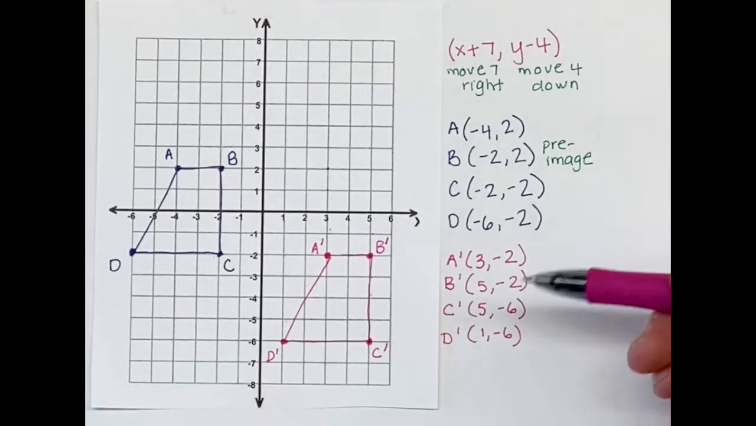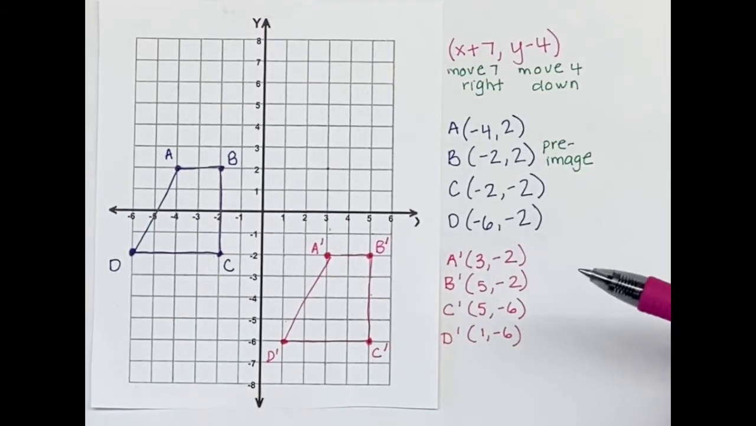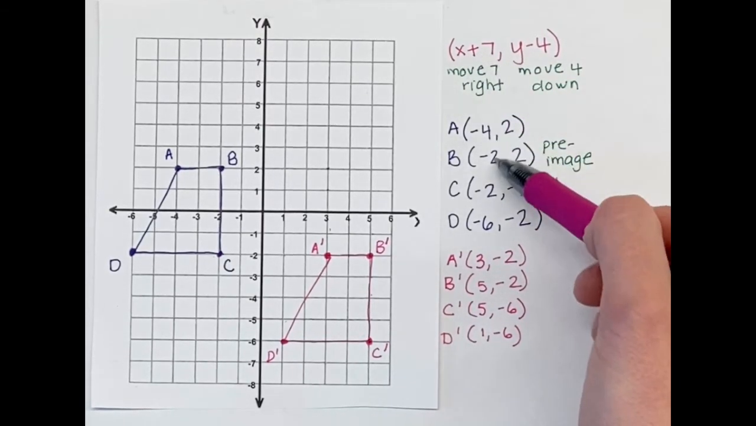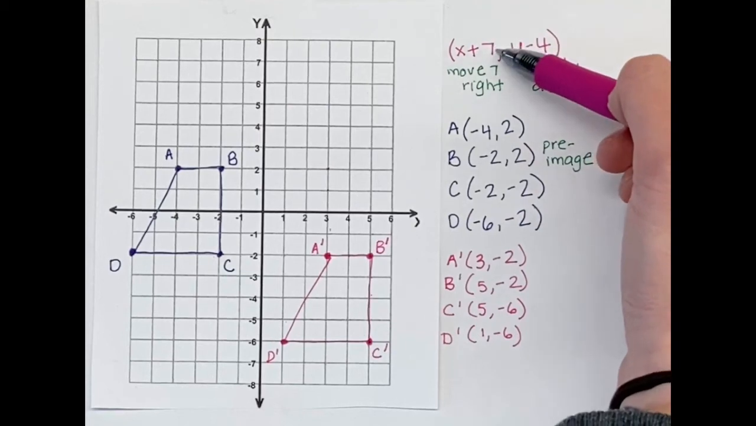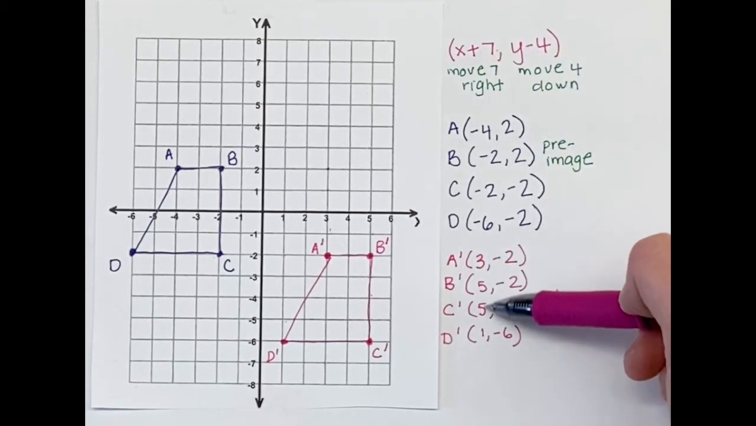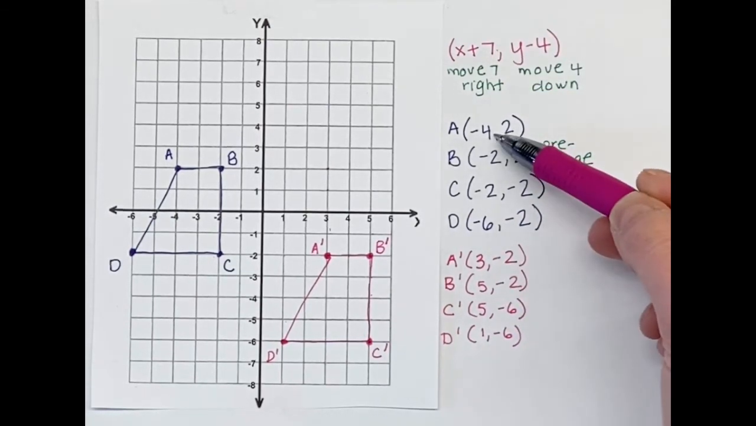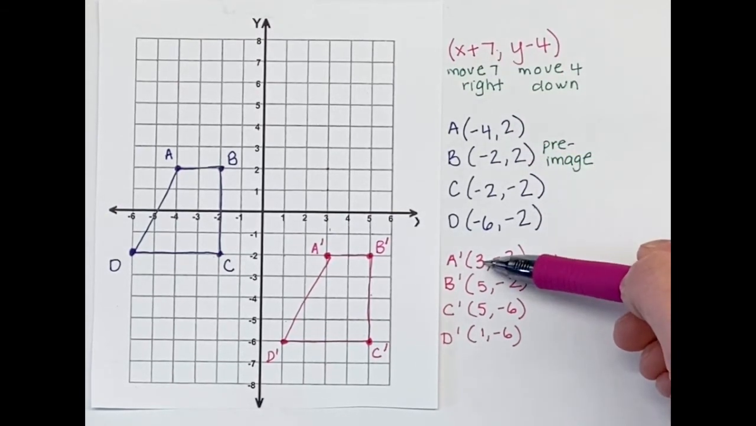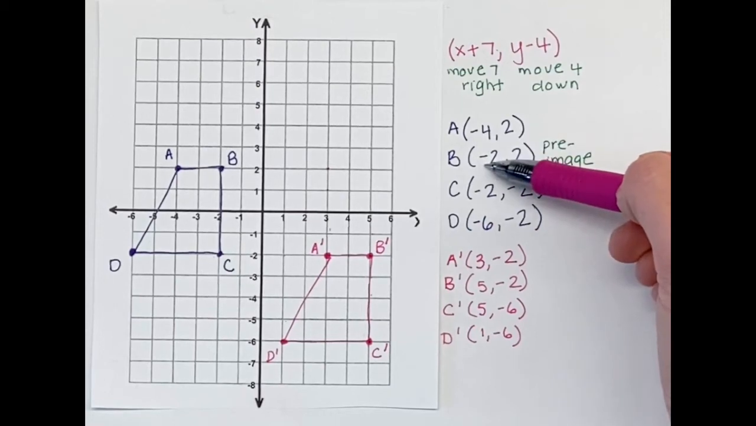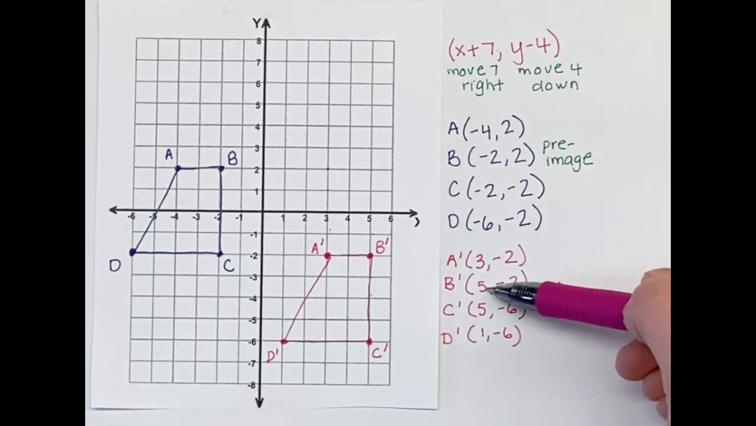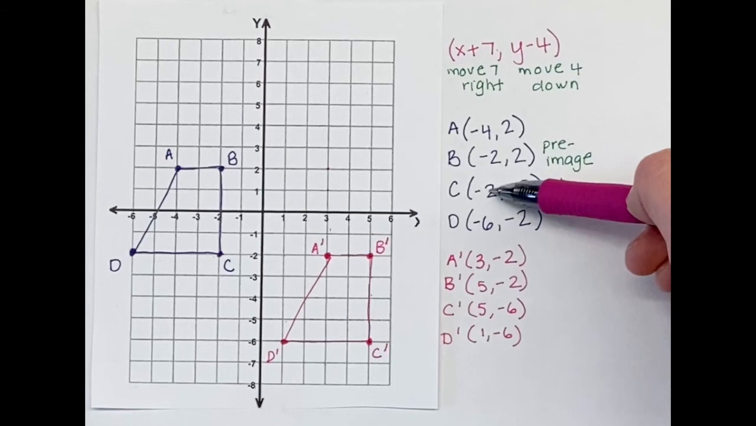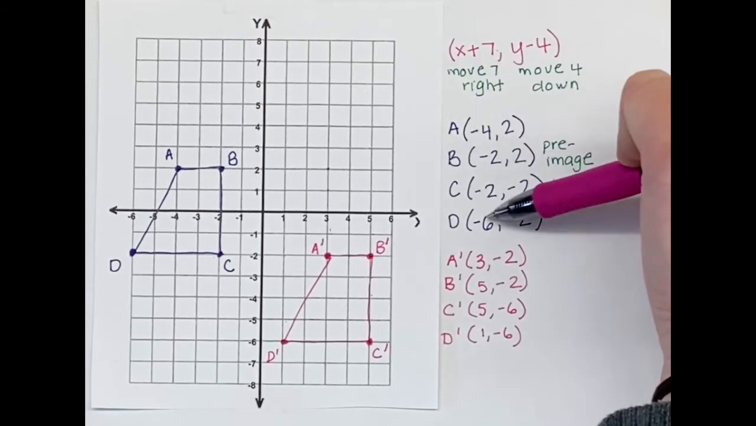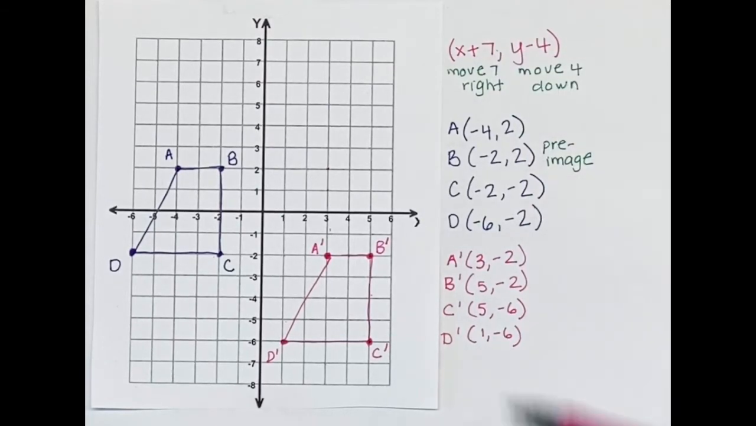Okay. The other way we can check is to check algebraically. If I take each of these x coordinates and I add 7 to them, I should get my new coordinates. So -4 plus 7, yes, gets me 3. -2 plus 7, yes, gets me 5. -2 plus 7 again gets me 5. -6 plus 7 does get me 1.